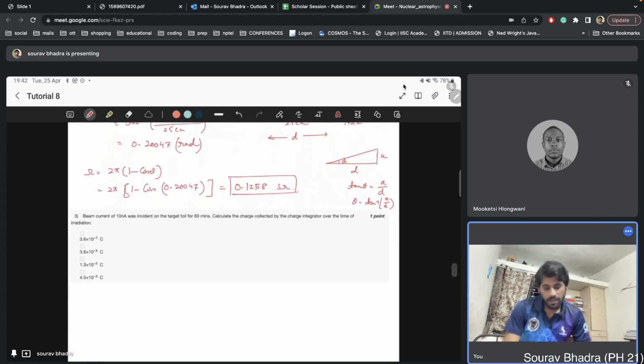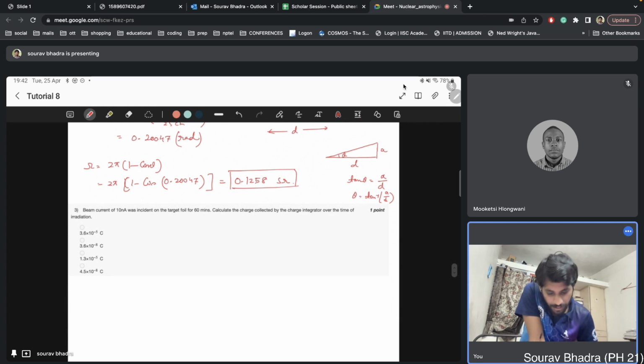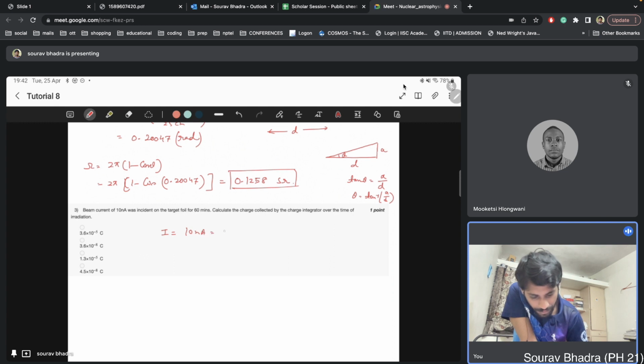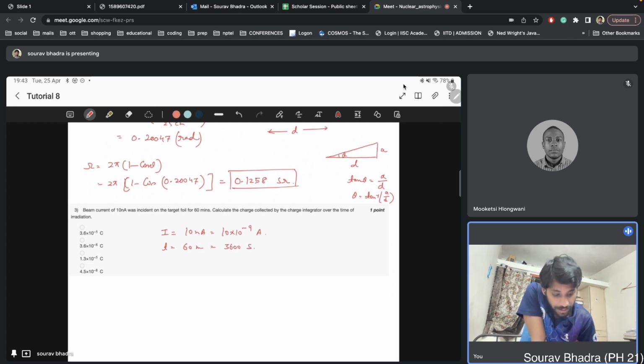Okay. Now the third one. It has been asked that a beam current of 10 nanoampere, that means I is given as 10 nanoampere, that means 10 into 10 to the power minus 9 ampere, is incident on a target foil for 60 minutes. So T is 60 minutes, that means 3600 seconds. We have to just calculate the charge collected.